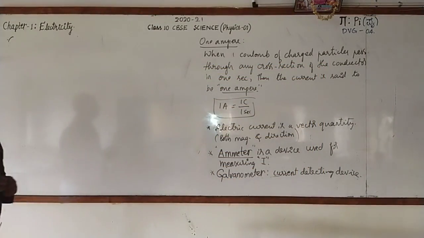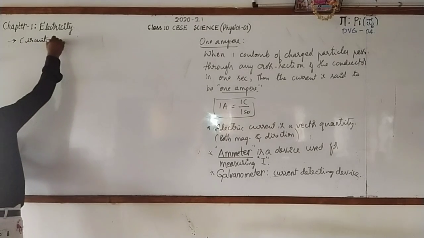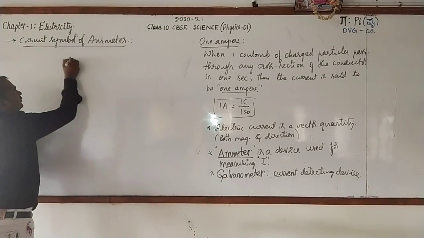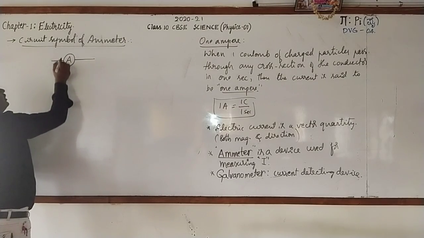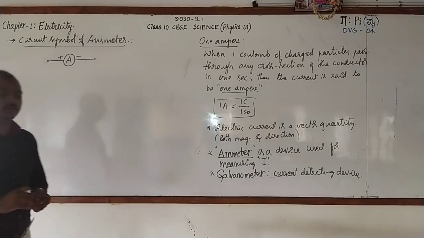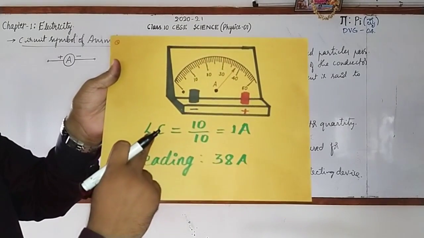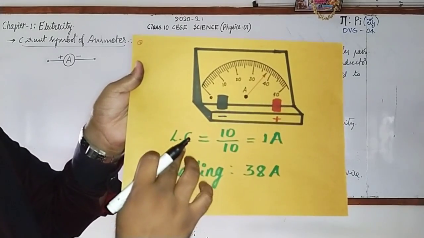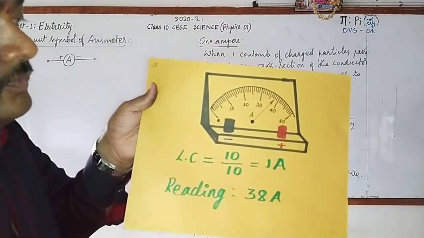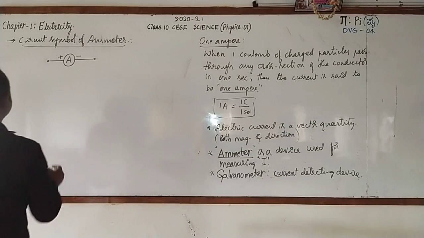So the symbolic representation of the ammeter, or circuit symbol of the ammeter, is like this. We write A and it is to be encircled, and we draw a line on either side, and we have to show the terminals. Then I have shown the scale of the ammeter, and even here I have mentioned LC. Do you know what LC is? LC means least count. Then what is least count? In the scale of the ammeter, you can see a number of divisions. The value of one division on the scale of the ammeter is called least count. Very important one. This one is also, please note down.